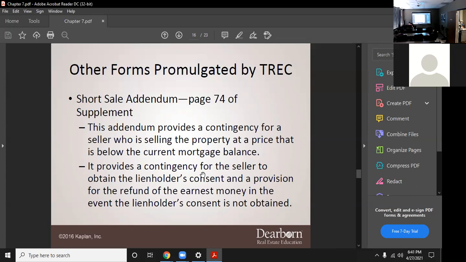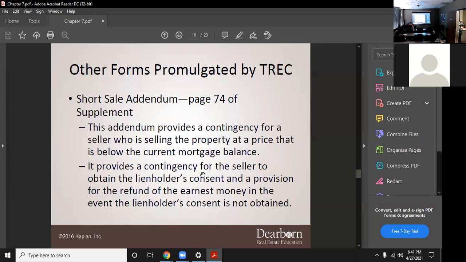So basically this addendum provides a contingency for the seller who is selling the property at a price below the current mortgage balance. It provides a contingency for the seller to obtain the lien holder's consent, and a provision for the refund of the earnest money in the event the lien holder's consent is not obtained.